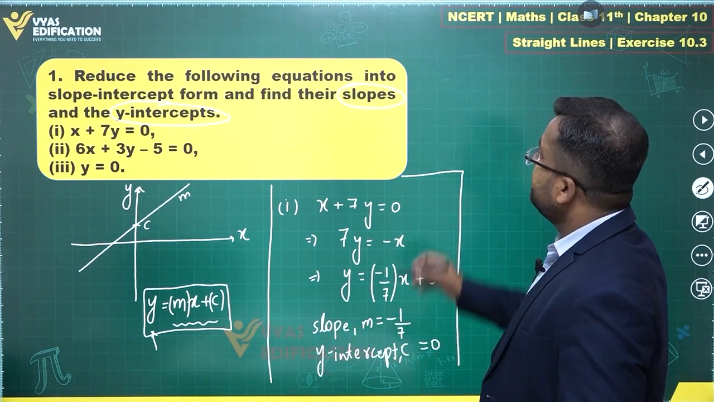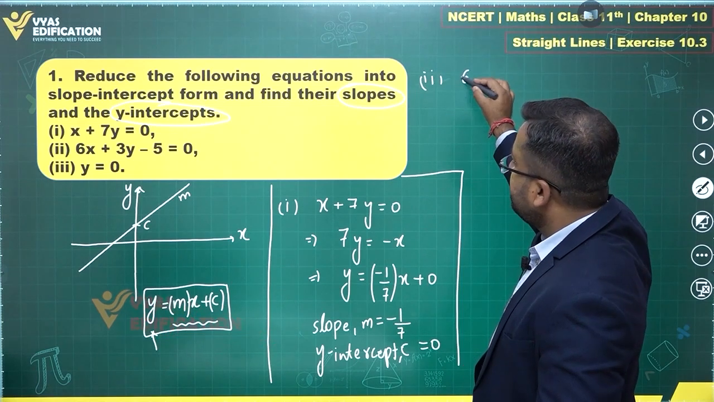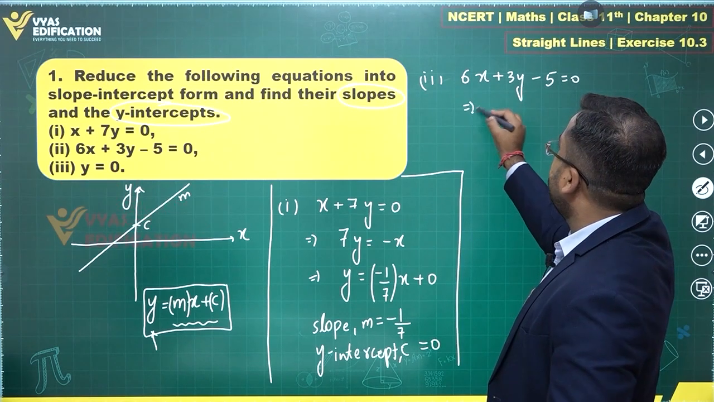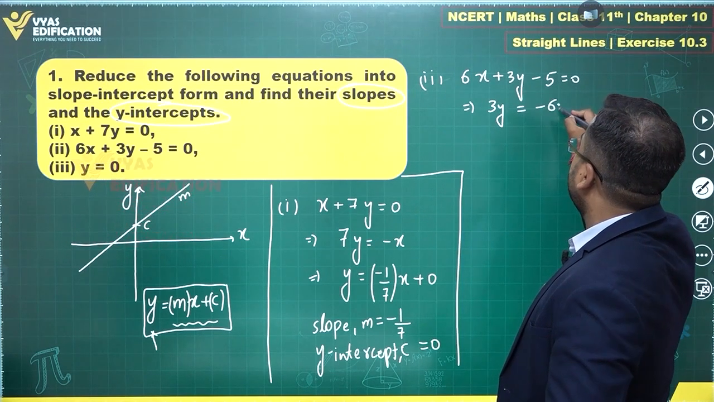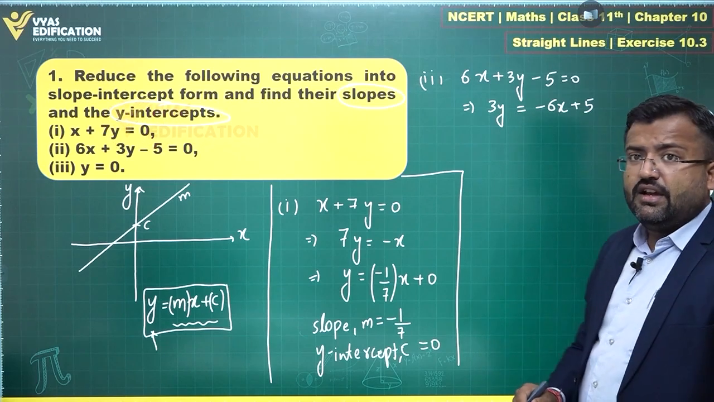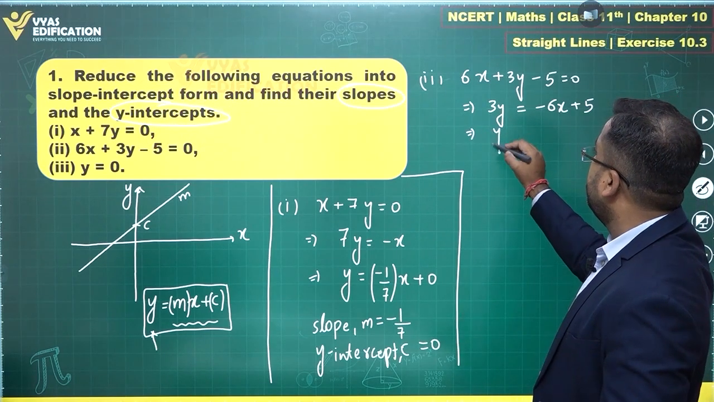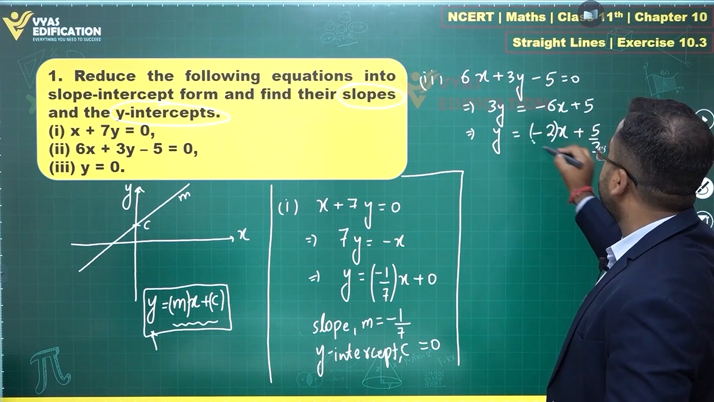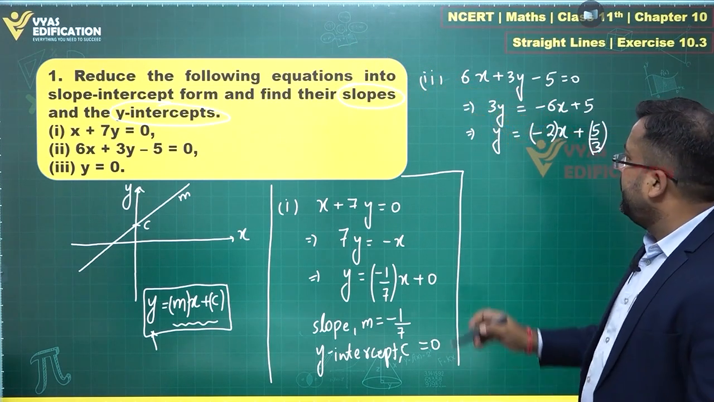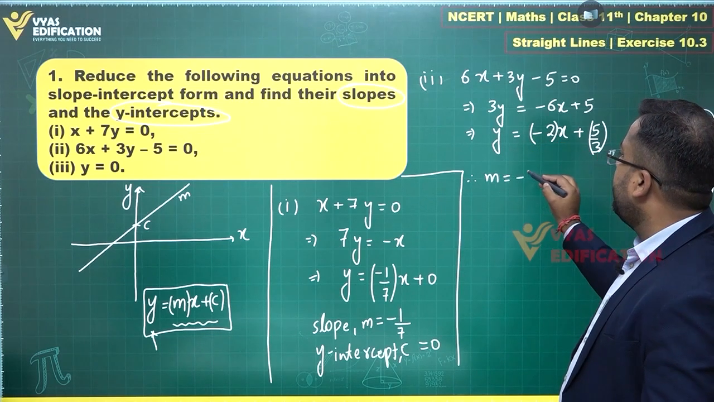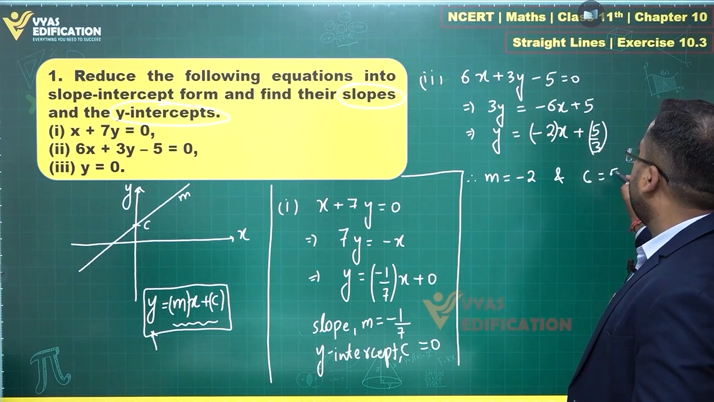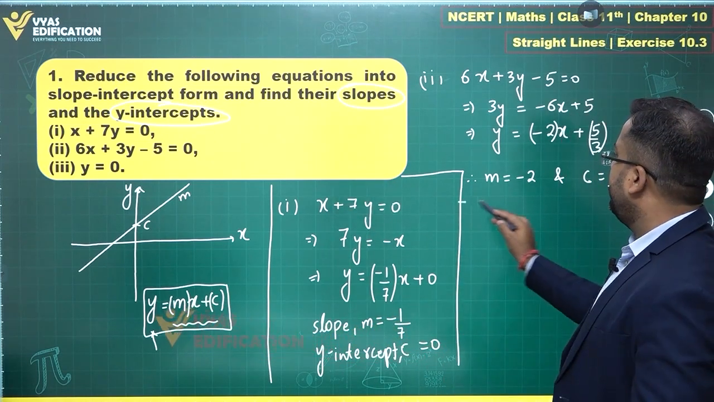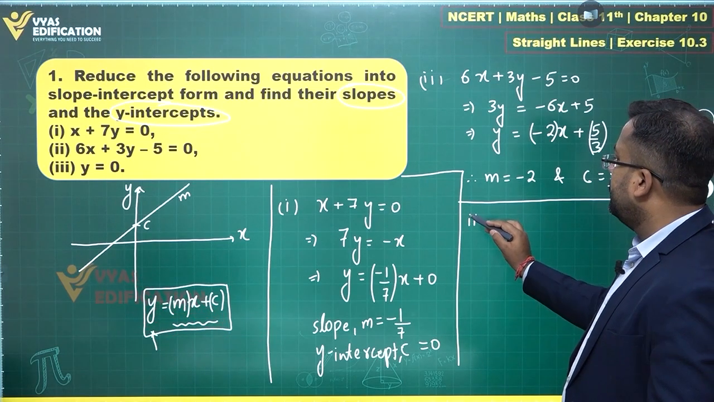What do we have? Second part says that you have 6x plus 3y minus 5 is equal to 0. So we'll keep terms of y on one side, rest everything on the other side. This is what you get, right? Dividing by 3 further will tell me that this becomes minus 2x plus 5 upon 3, and this here is the slope, this here will be the y-intercept, right? Therefore m is equal to minus 2 and c is equal to 5 by 3 are the respective slope and y-intercept correspondingly. What about the third part? Let's deal with the third part after that.